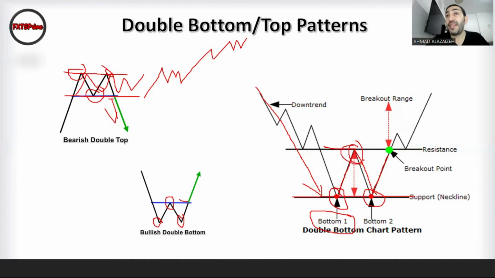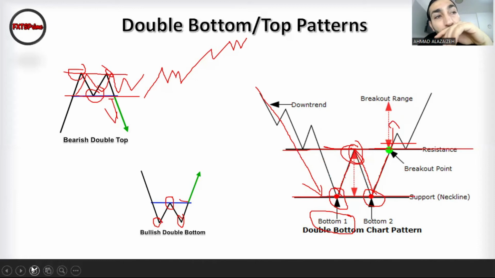So guys, the moment I see a double bottom at the same support level, and I can see resistance here, I'm going to put a horizontal line on that resistance level. The moment I see a breakout and close above that resistance level, I will go buy from here. Similarly, if it is the other way around, if it's inverted, I will be doing the same thing.